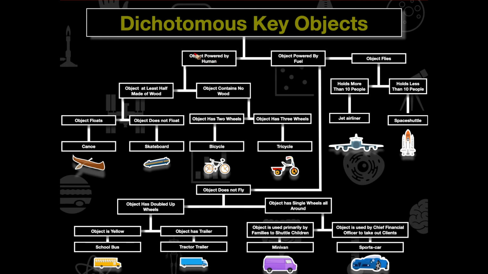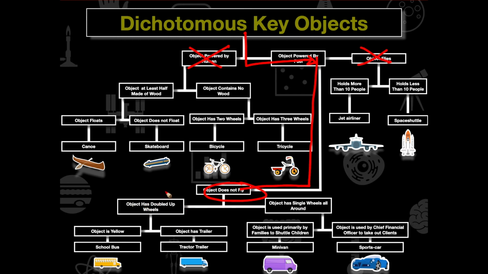Is the object powered by human? Well, no, it is not powered by human. It's powered by fuel. So we're going to follow this path here. Does the object fly? No, it does not. Does the object not fly? Yes, the object does not fly, so we know that we are here. So now we're going to ask these two questions.